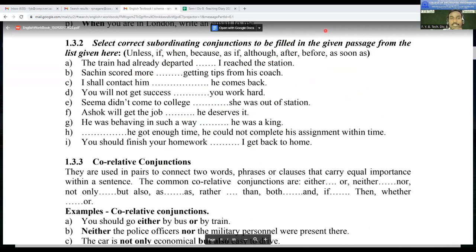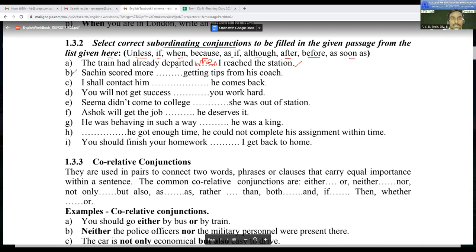And this question also says, select the correct subordinating conjunctions to be filled in the given passage from the list given here. So here list is unless, if, when, because, as if, although, after, before, as soon as. Okay, and then let's go to the first question. The train had already departed dash I reached the station. When? Yes, when I reached the station. The train had already departed when I reached the station.